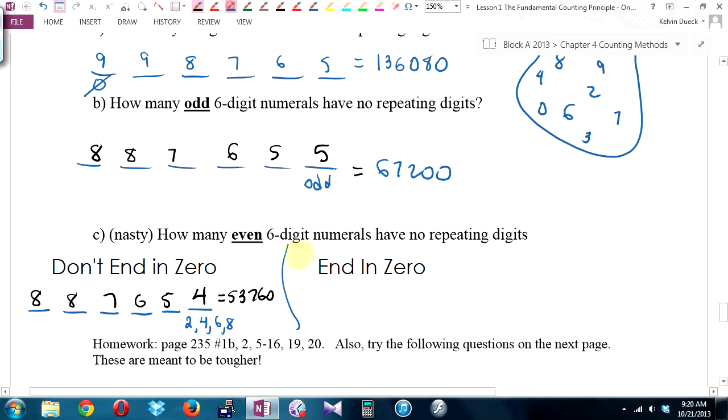Now we have to look at ending in 0. Ends in a 0. How many ways can I end in a 0? It's meant to be really obvious. 1. How many choices do I have for the first digit now? Careful. Why 9 and not 8? Zero's out of play now. I've already pulled the 0 out of the Scrabble bag. How many left for the second number?